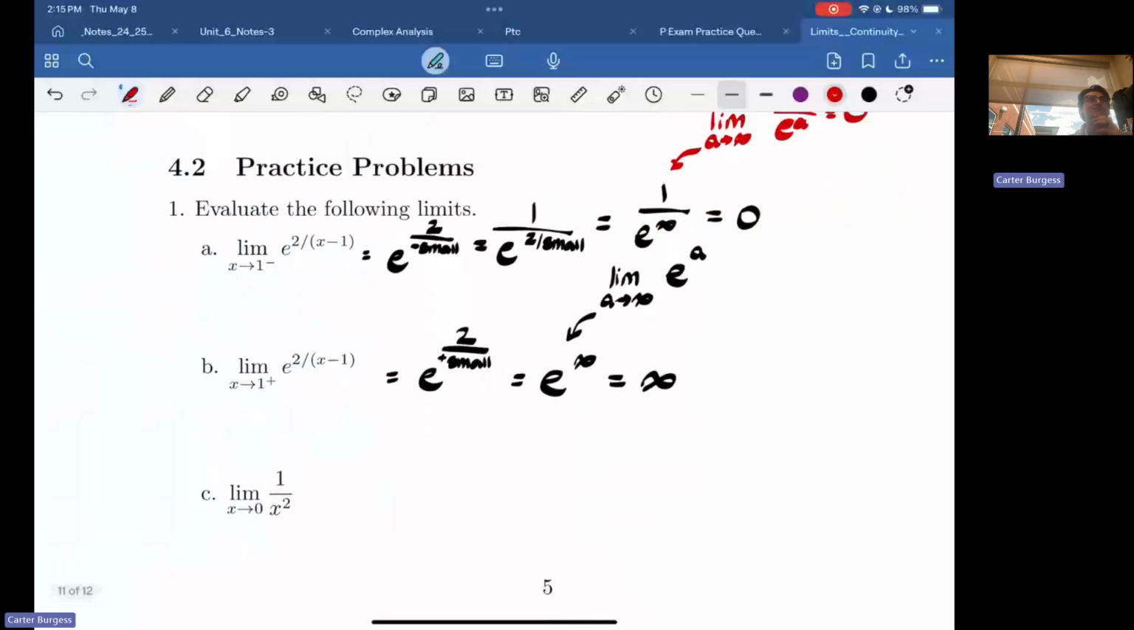Let's look at another example. So this is the limit as x approaches 0 of 1 over x squared. In order to look at the overall limit, what am I actually asking us to do? It's 2 parts.